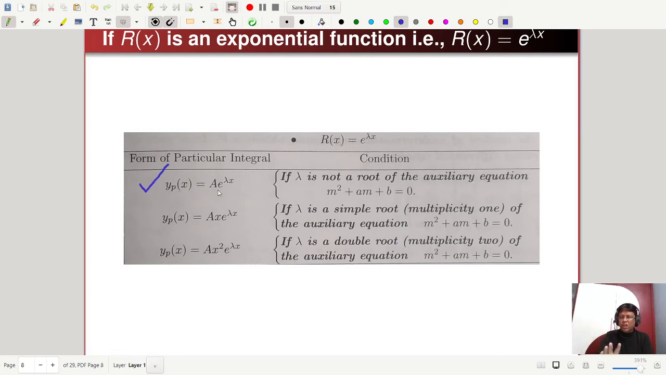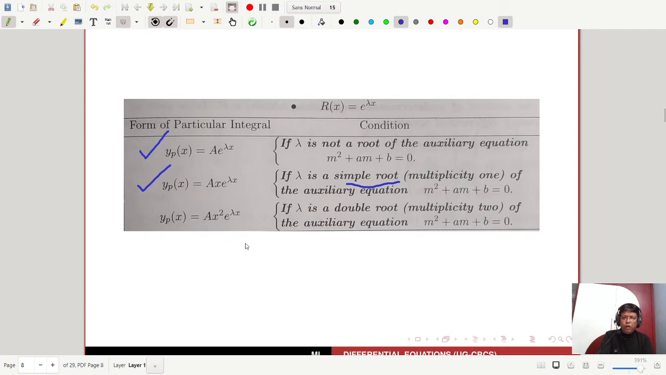Just we explain this with an example, how to deal with the problems of undetermined coefficients. Number 2, if lambda is a simple root, or multiplicity 1, of the auxiliary equation, then your yp will be ax e to the power lambda x. If lambda is a double root of the auxiliary equation, then your yp will be ax squared e to the power lambda x. So these are the cases. If your right hand side is an exponential function, there may be a constant with the exponential function, no problem, you have to deal with that, the similar process.